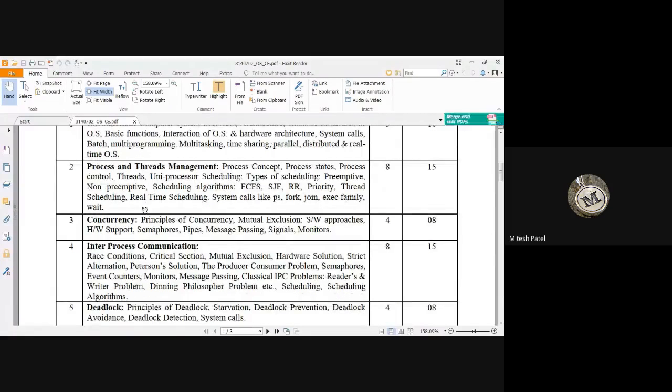Now, as you know, in DBMS you have already learned concurrency control. Can anyone tell me what do you mean by concurrency control? Can anyone?